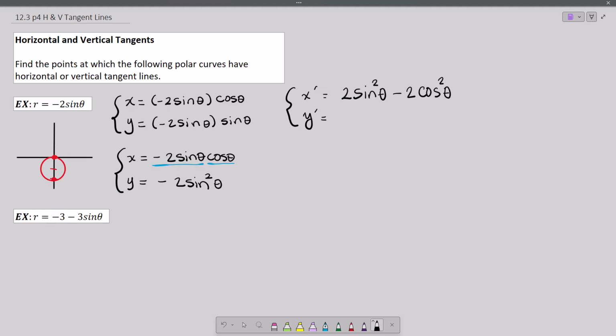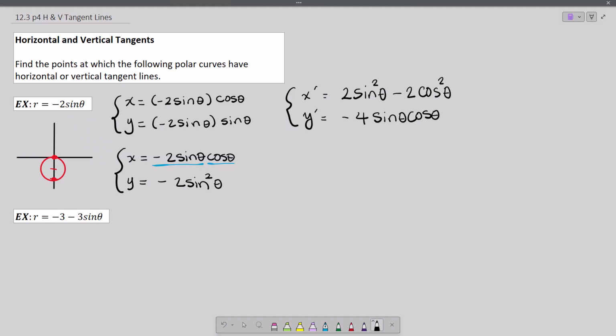And then the y prime, not a big deal here. We'll use the power rule first, so negative 4 sine of theta. So the 2 is coming down, subtracting 1, but then we have the base. The base is sine theta. We have to differentiate that. That's cosine. So we've got that.